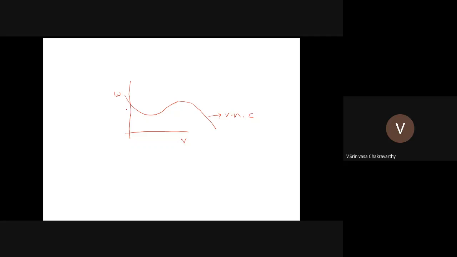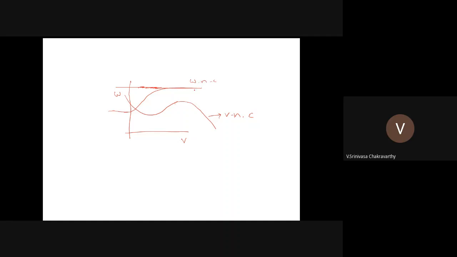The only thing is the W null plane is slightly different. It's not a straight line, but it's a sigmoid. It looks something like that. Sorry, I don't know why I'm getting straight lines. Right, so this is the W null plane.